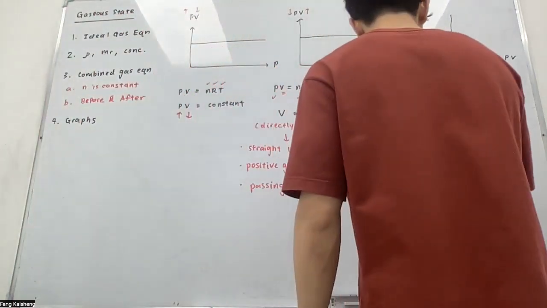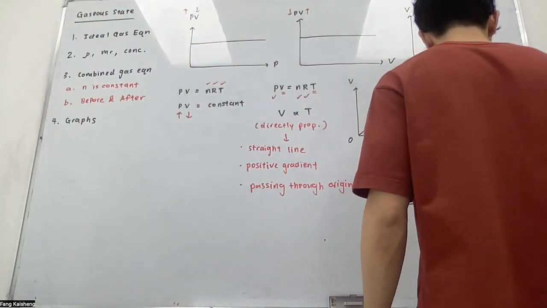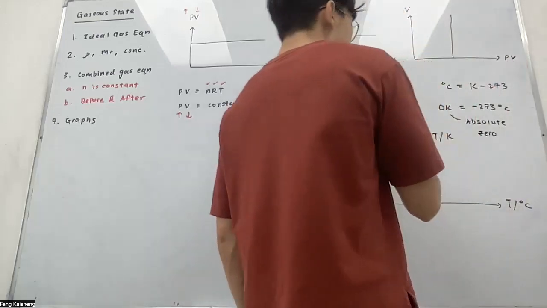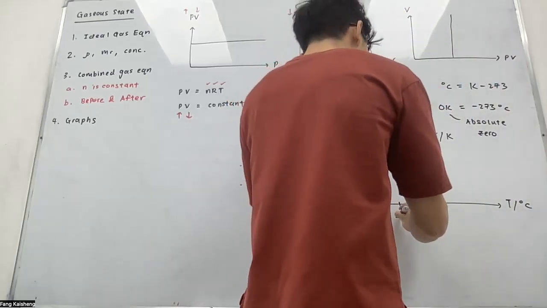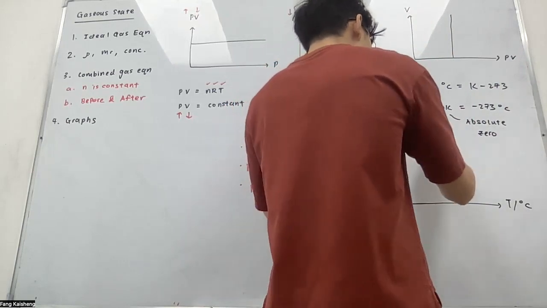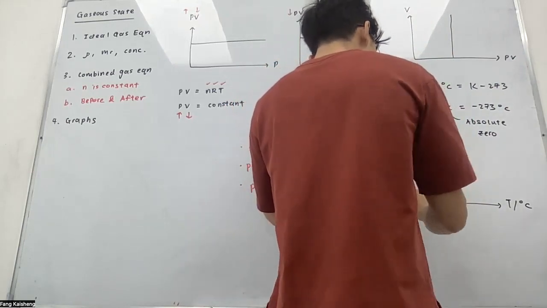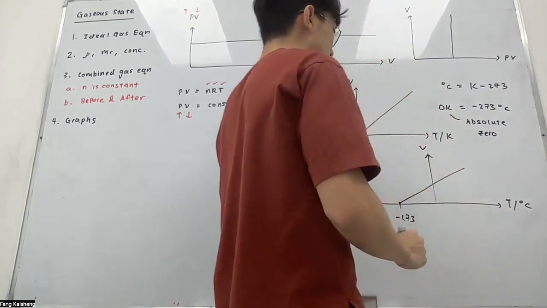Anyways, the graph should look like this. Temperature in degrees Celsius, 0 Kelvin, this point must correspond to negative 273. If you don't label it, it's also wrong. So volume is here, and then you just go upward. So you just translated it.